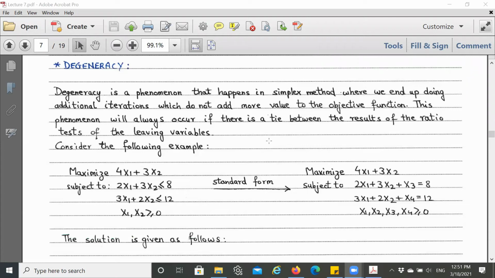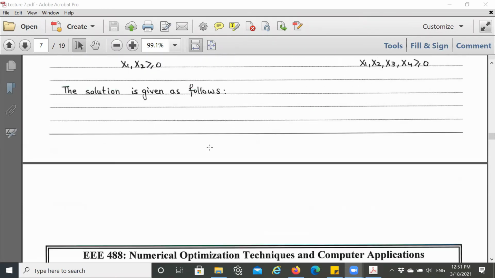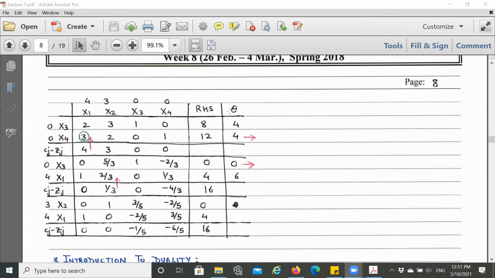Yes. Okay, please, if it's not clear, just tell me. I will repeat myself. Just let me know.